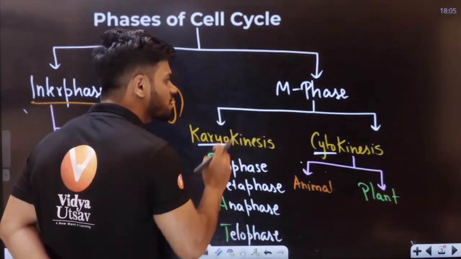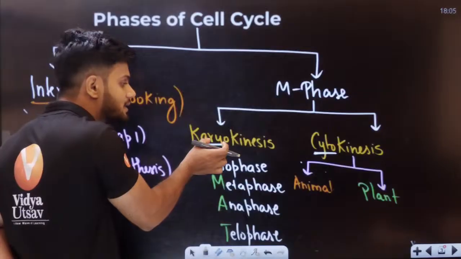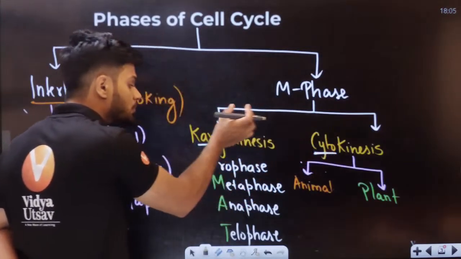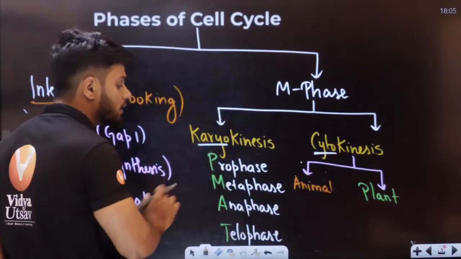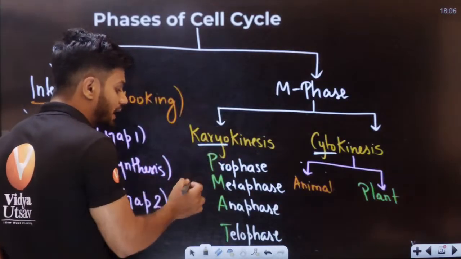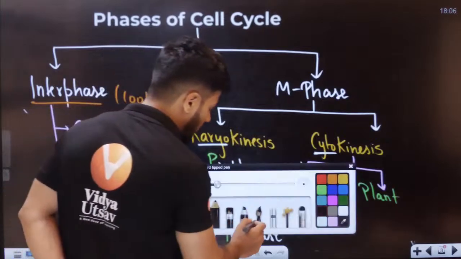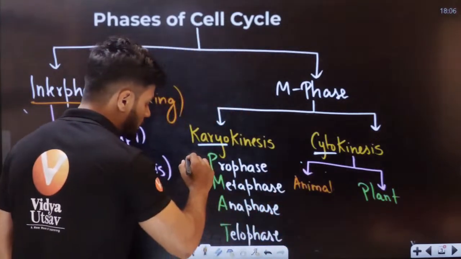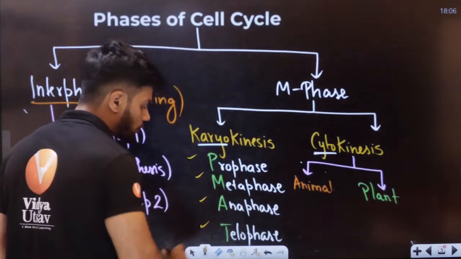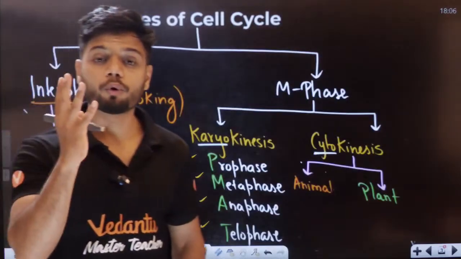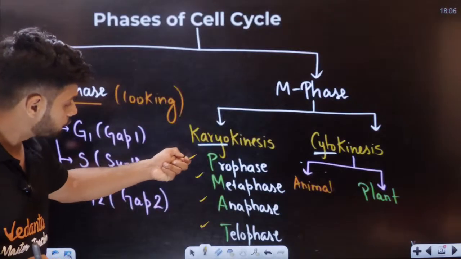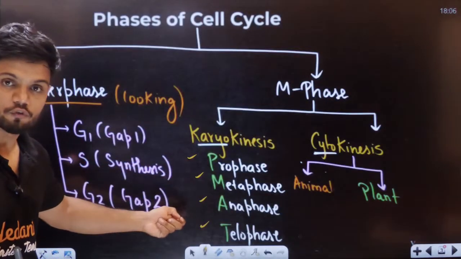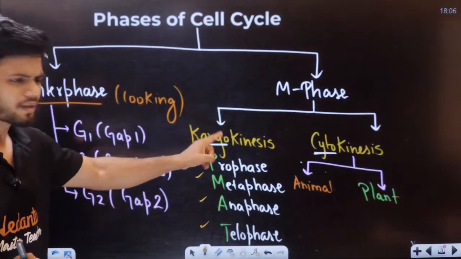Now, today's class, we will be focusing on this entire M phase. In this entire M phase, students, we can see there is karyokinesis and cytokinesis. In the karyokinesis, there is a division of nuclei. We have in total 4 stages in the karyokinesis: prophase, metaphase, anaphase, telophase. 4 phases in the case of karyokinesis.